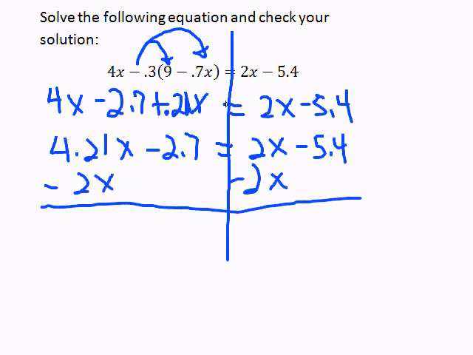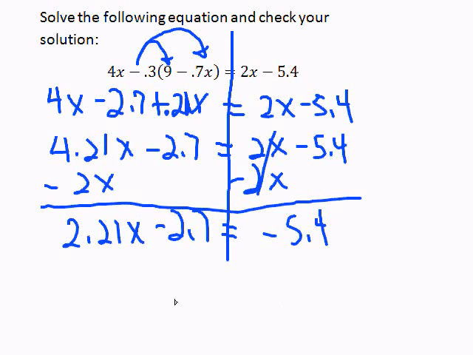Again, you can use your calculator since you have it for this. But I have 4.21x minus 2x gives me 2.21x minus 2.7 equal to negative 5.4. I'm going to continue solving by getting x by itself in PEMDAS order, which is SADMEP. Solve it in SADMEP order, which is PEMDAS backwards.